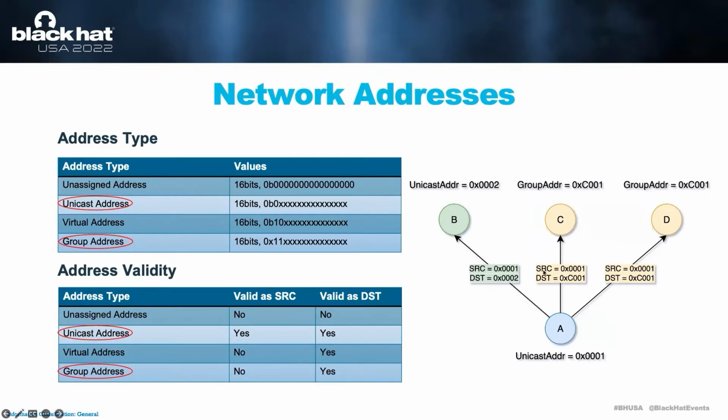And in this example, node B has a unicast address, while node C and node D have the same group address. So node A can send a message to node B just by its unicast address, and node A can send a message to C and D at the same time by their group address.